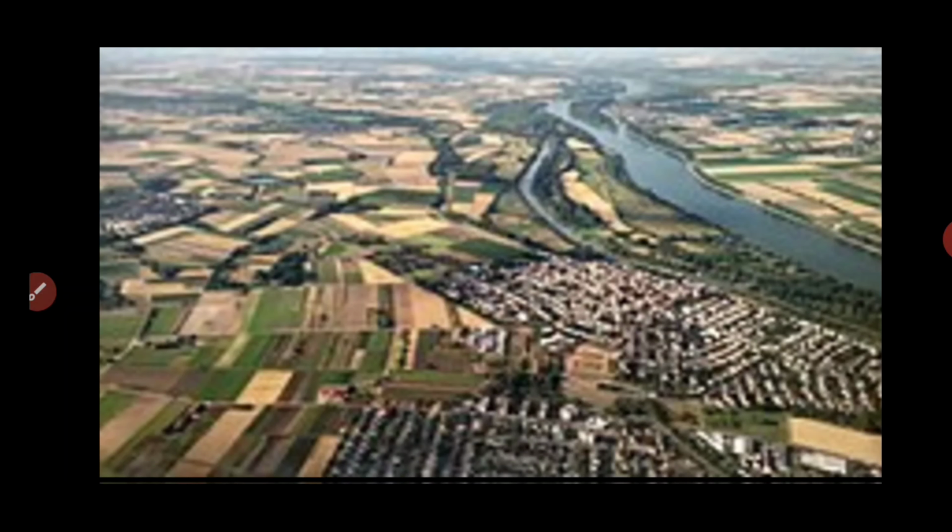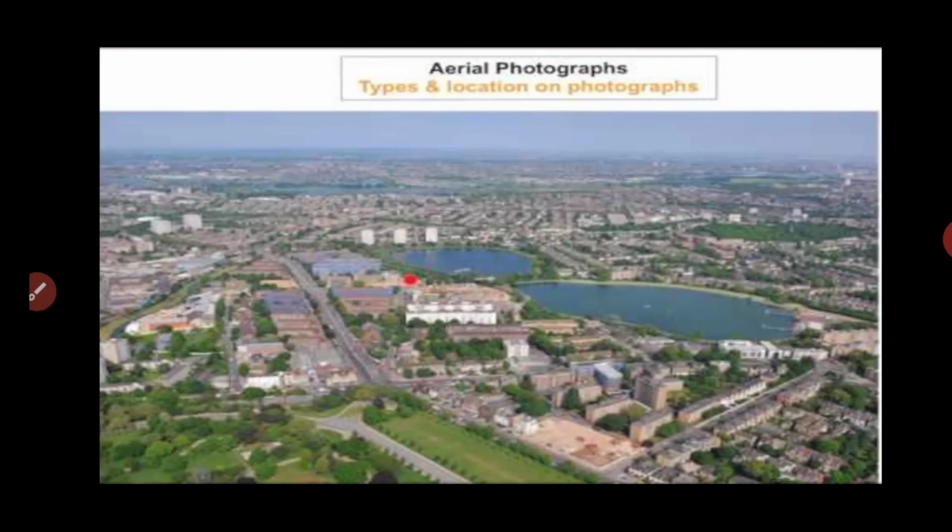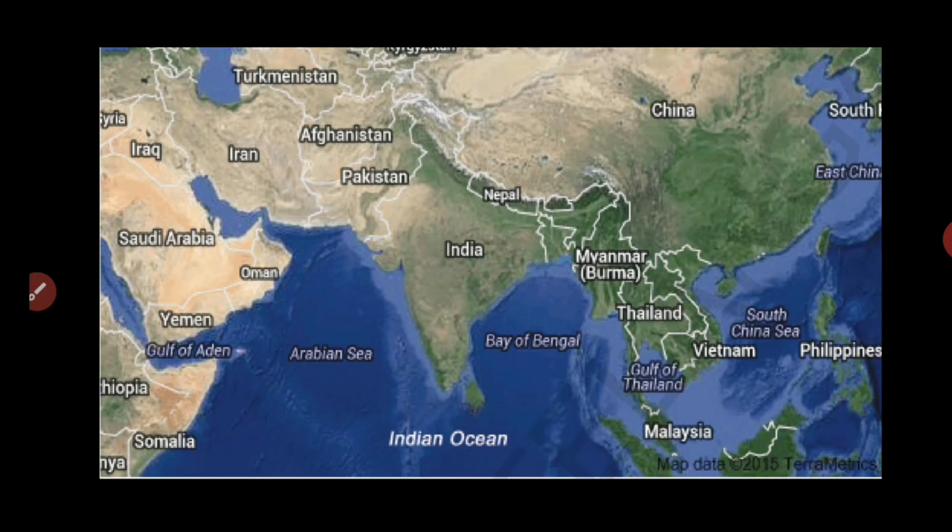So here is another picture I am showing you. This is also one of the pictures of aerial photography. So you can also observe like this. It was taken from aircraft or helicopters, right? And the next one is satellite imagery. Okay, these are called satellite images.